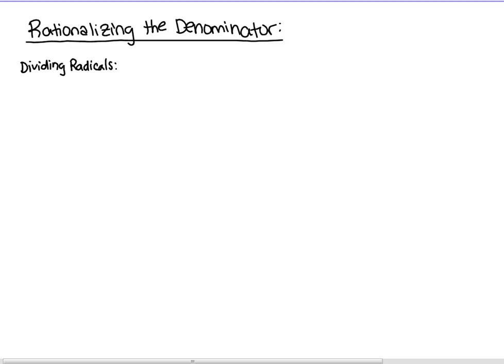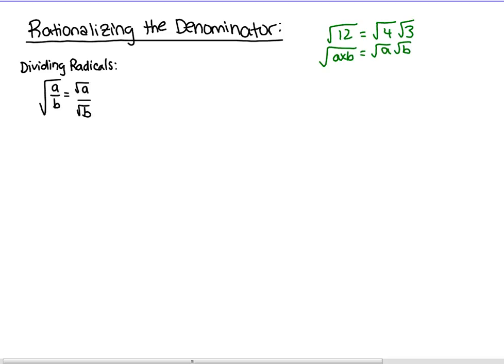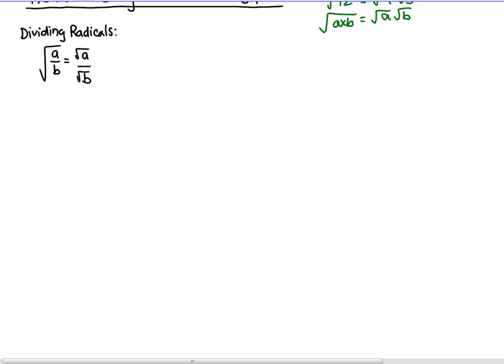So you know how when we multiply radicals, we've done that. Just on a side note, you don't have to write this down. Remember, if I was simplifying root 12, I can write that as root 4 times root 3, or root a times b is equal to root a times root b, right? That we've done. We can use that same idea with dividing. If we had the square root of a over b, that's equal to root a divided by root b. The same sort of idea applies. We can use those dividing rules.